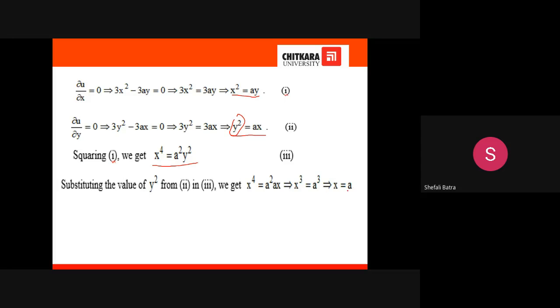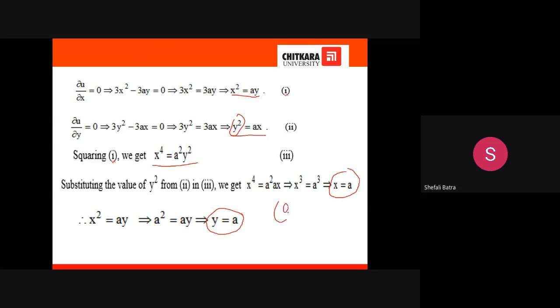So after getting this x is equal to a, get the value of y. So x is equal to a, so it becomes a square is equal to ay. And from here, you can write y is equal to a. Right? So you'll be getting this point, x is equal to a as well as y is equal to a. So now your critical point is (a, a). Done.